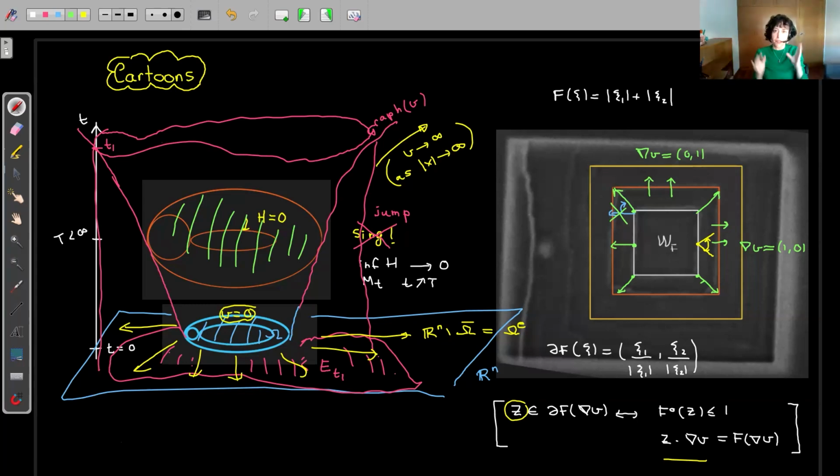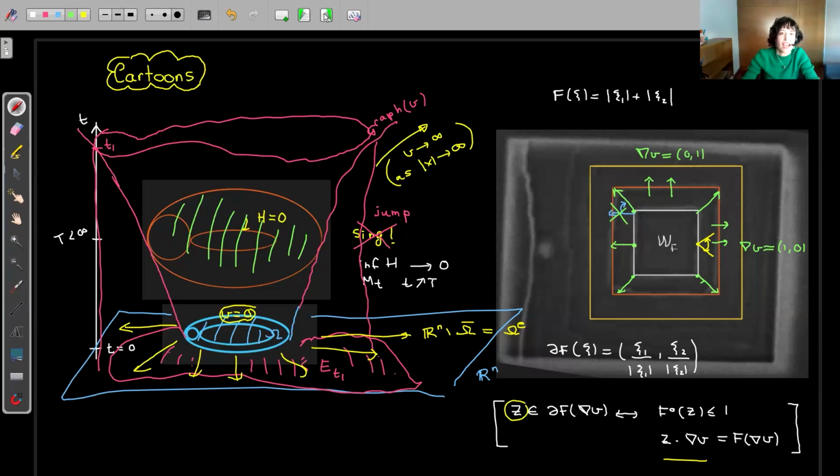So the moral to keep in mind is that even with the easiest example, we can't do anything with the traditional classical solutions. Weak or not, anisotropic or not, we really have to deal with subdifferentials instead of gradients. We have to deal with functions in BV.